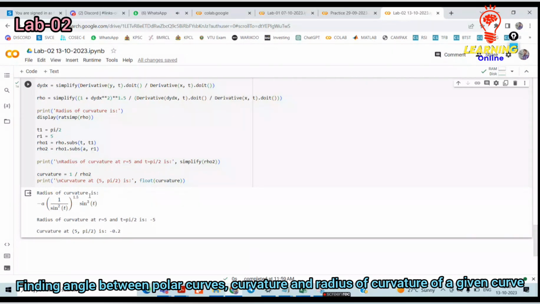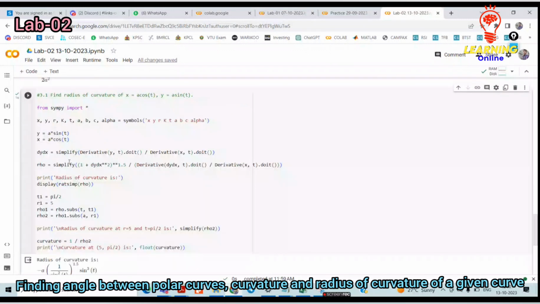But I need to define r is equal to some value, 5, then t is equal to pi by 2. Then corresponding to that, the radius I am getting is the curvature minus 5. Then the curvature at the particular point 5 and pi by 2 is minus 2. This is how you need to get your output to make the evaluation for the radius of the curvature. Hope you are getting this.